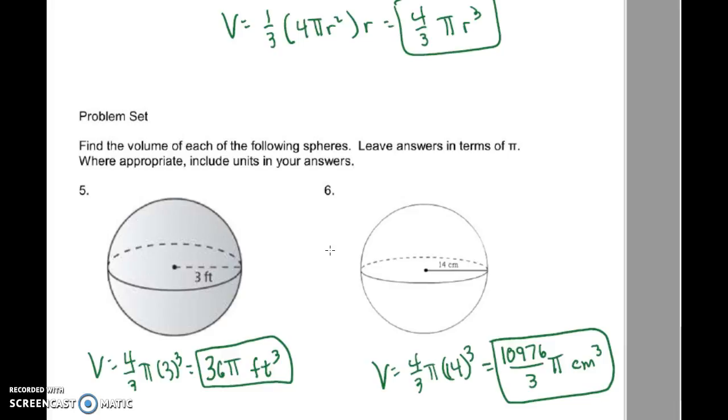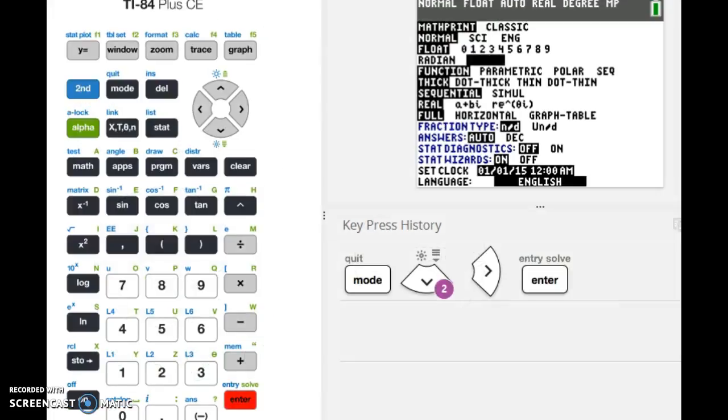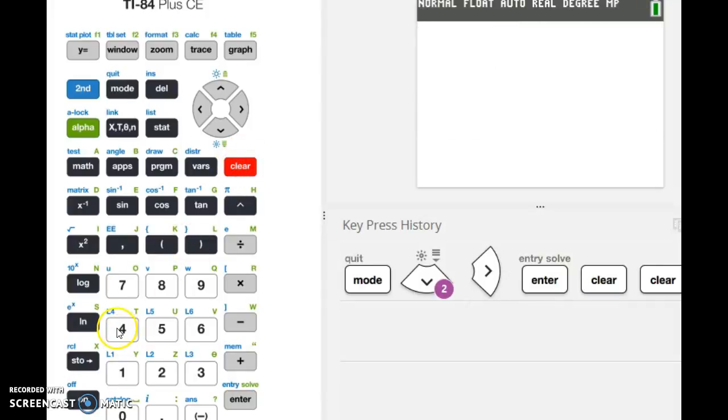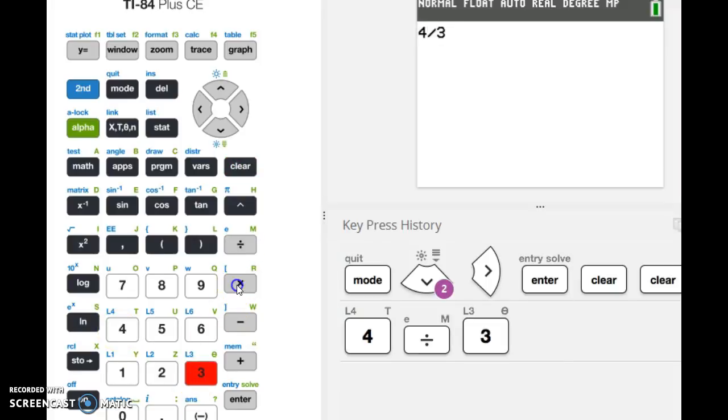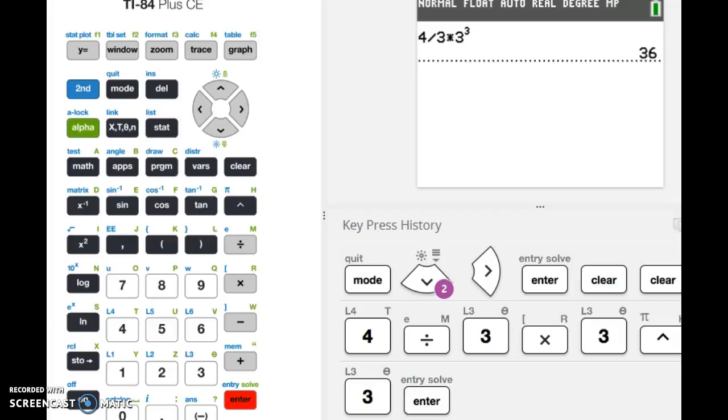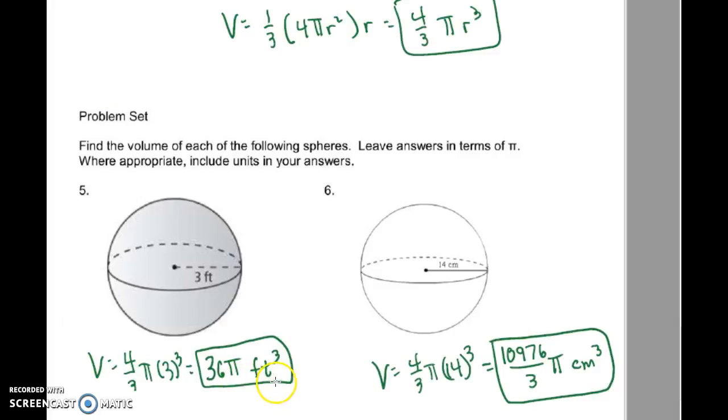So let's take a look how we would actually enter this in. So number 5, we have 4/3 pi times 3 cubed. So here's how I would enter this in. Now I want my answer in terms of pi, so I'm not going to actually put the pi in there. What I'm going to do is take 4 divided by 3, and then times 3 to the third power. And to do an exponent, I hit the caret key, which is above the division symbol, and then I would hit enter, and I'd get 36. What that means then is my volume is 36 pi cubic feet.